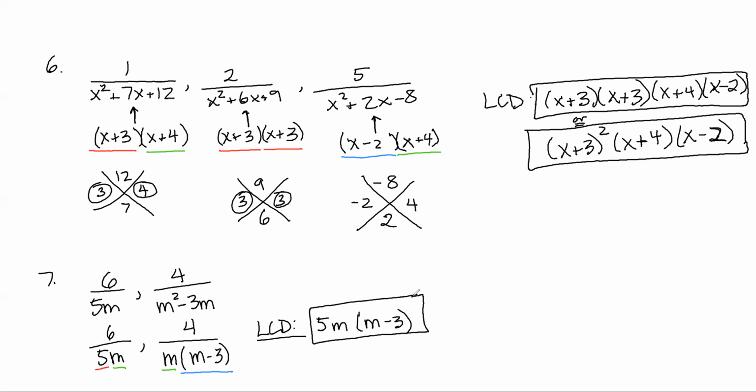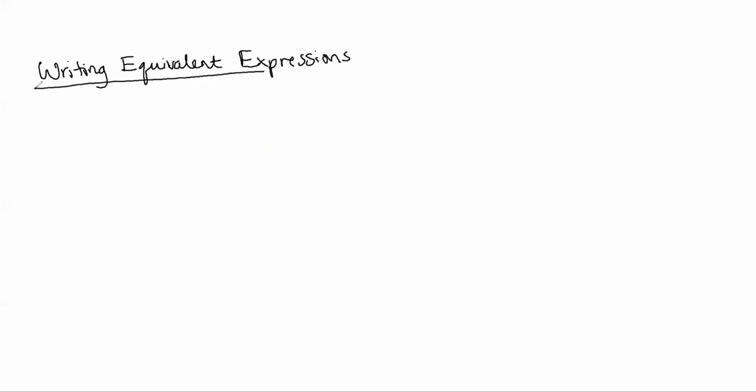Okay, so that is our first step that we're going to need when we're adding and subtracting rational expressions. The other thing we're going to need is writing equivalent expressions. So let's go ahead and take a look at that. And again, it might not sound like something you've seen before, but we definitely have. This is something else you use when you're adding and subtracting regular fractions.